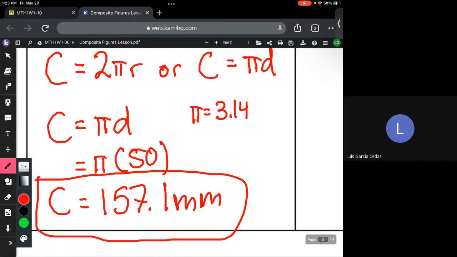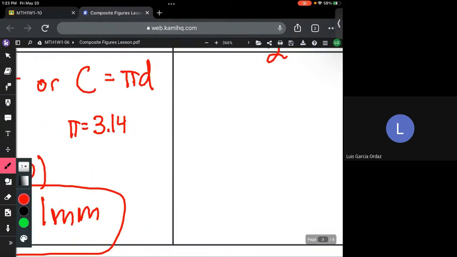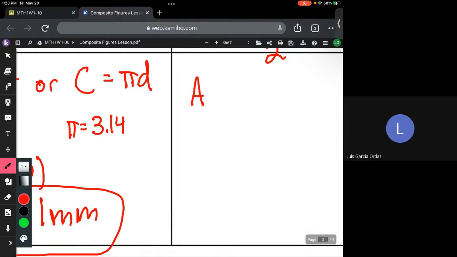Okay, for the next one, does anyone remember the area of a circle? Laura, pi r squared. Oh, that's okay.